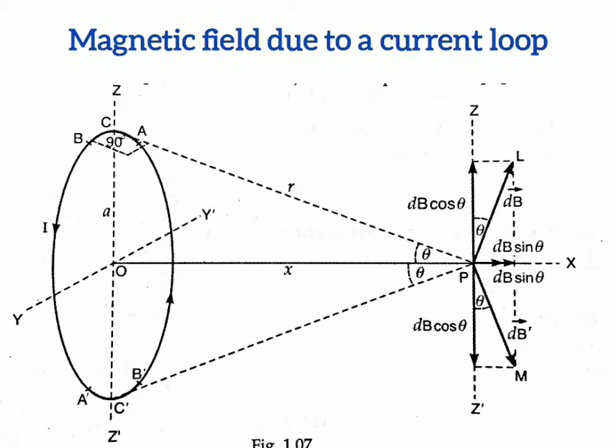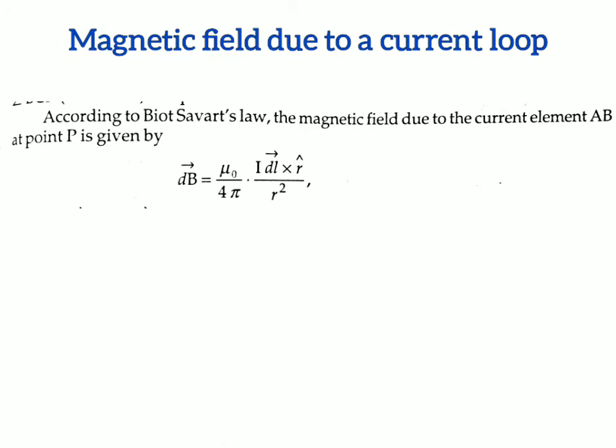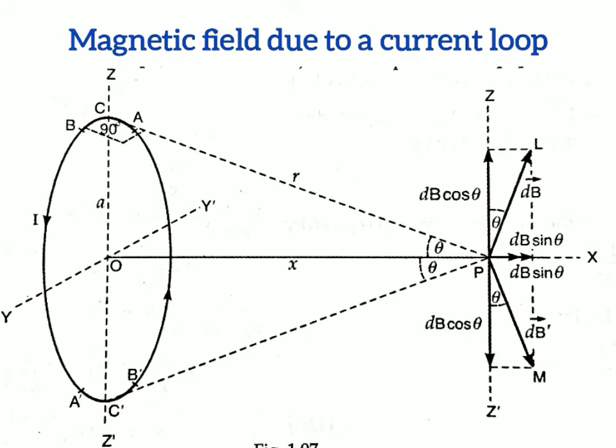So applying Biot-Savart's law, the magnetic field at point P due to the current element at AB is given by dB vector is equal to mu naught by 4 pi IDL vector cross r cap divided by r square. Now here IDL vector, I told you, is a current element. It is a vector quantity in the direction of flow of current through AB, and r cap is a unit vector along the line CP.